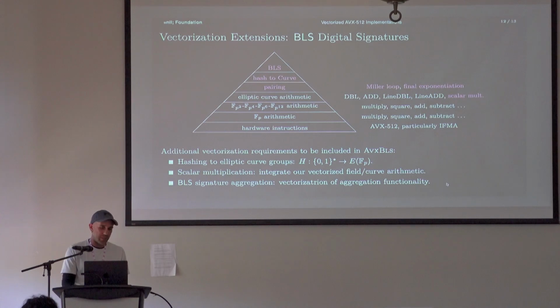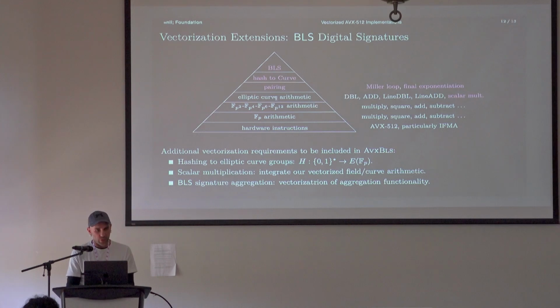Now, as I said in the beginning, our goal is to vectorize the whole BLS signature scheme. And in order to do this, we are missing some operations. Here you can see the different layers where we applied our vectorization. We started with arithmetic over FP, we moved to arithmetic over extension fields, then elliptic curve arithmetic, and everything that is in red, we still need to vectorize in order to have a vectorized implementation of the BLS signature scheme.